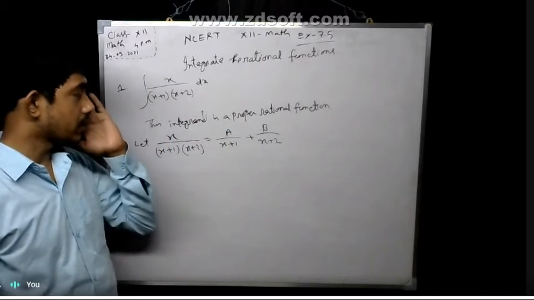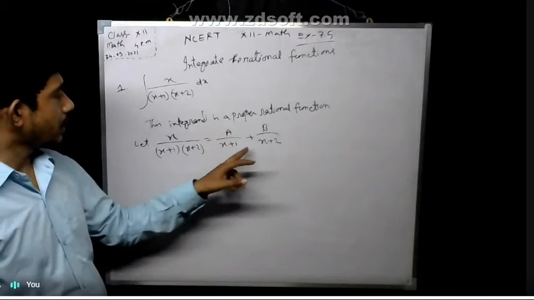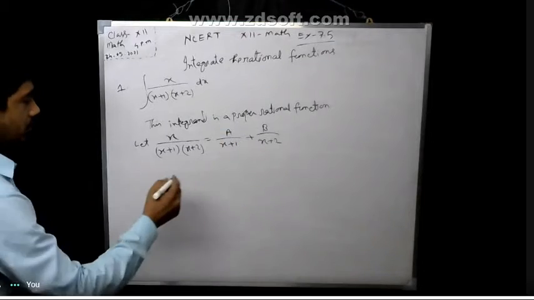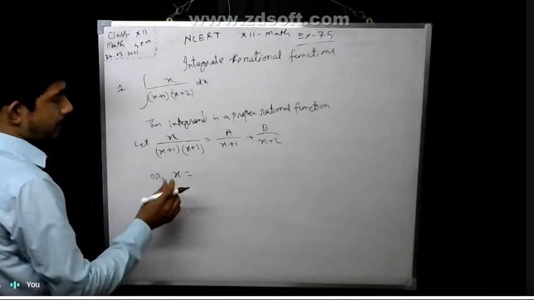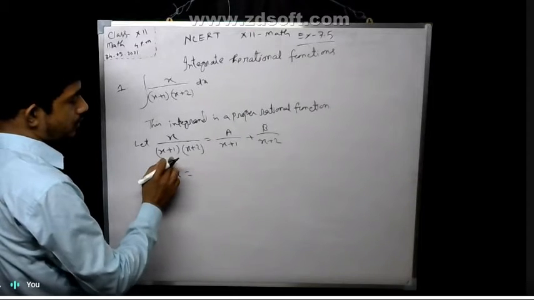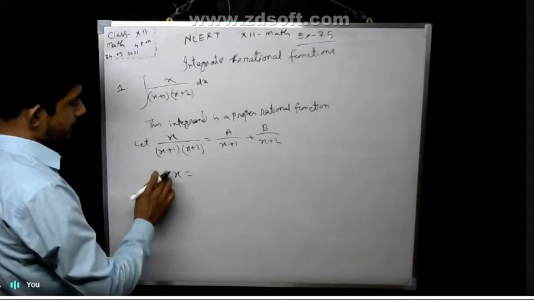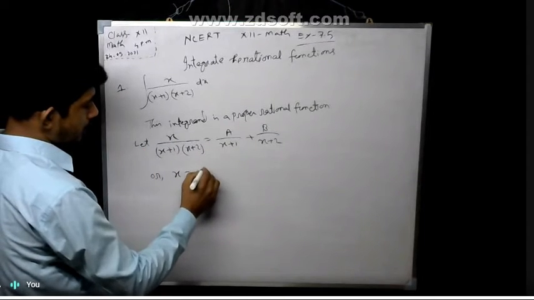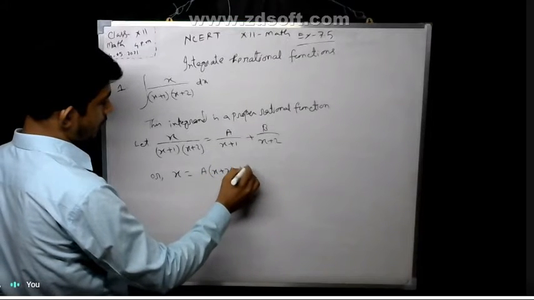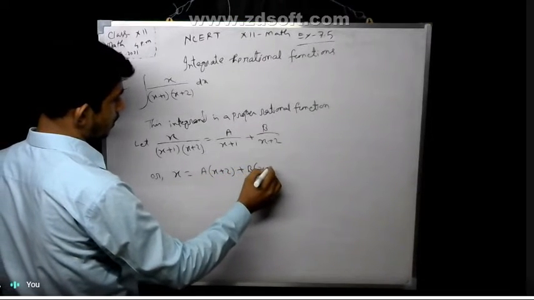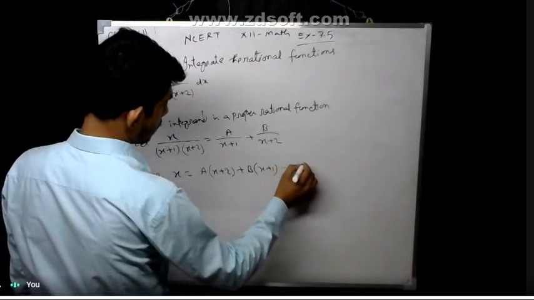So let x by (x plus 1)(x plus 2) equal a by (x plus 1) plus b by (x plus 2). If we multiply both sides by x plus 1 into x plus 2, then x equals a into x plus 2 plus b into x plus 1. Okay, this is equation number 1.